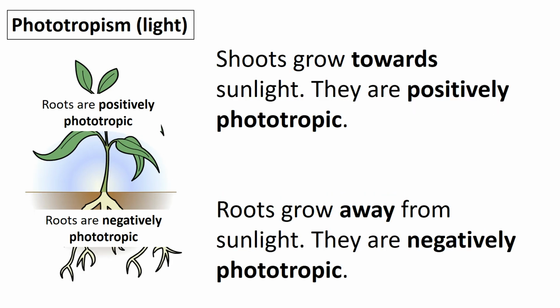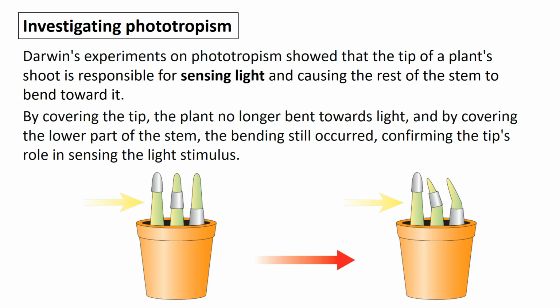And then the last one is phototropism. Shoots always grow towards the sunlight. They are positively phototropic, and roots grow away from sunlight. They are negatively phototropic. Again, this helps to explain the direction of shoots growing up and roots growing down, no matter which way you put the seed in the ground.